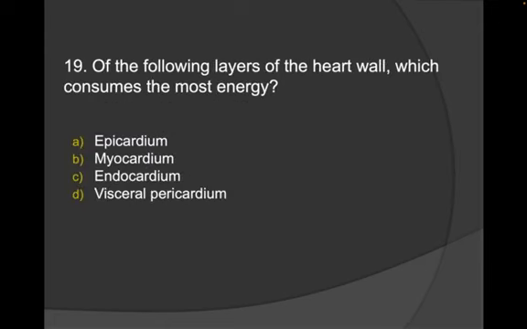Of the following layers of the heart wall, which consumes the most energy, and you will tell me then why. Which one? B, myocardium. That is right, but why? That is the muscle cell that contracts really. Epicardium, endocardium, pericardium don't really contract, right? So epicardium is a part of pericardium only. Endocardium is the inner lining, and myocardium is the thick wall that is made up of cardiac muscle cells that actually really contract. So that consumes the most energy.